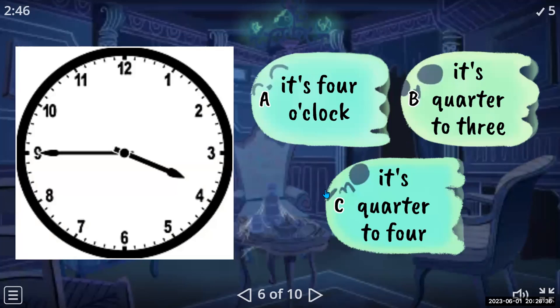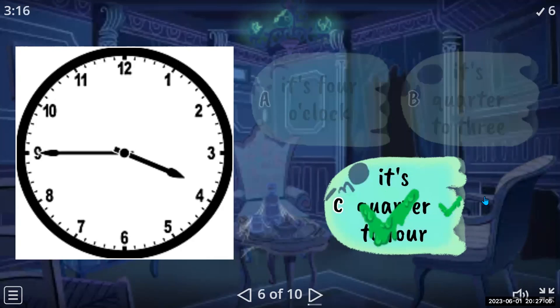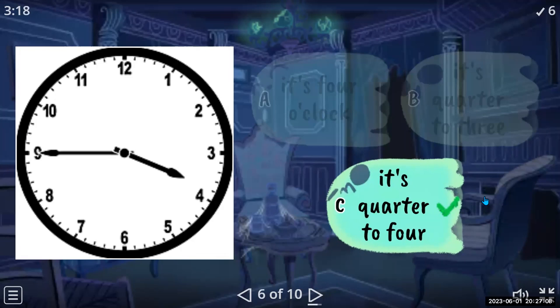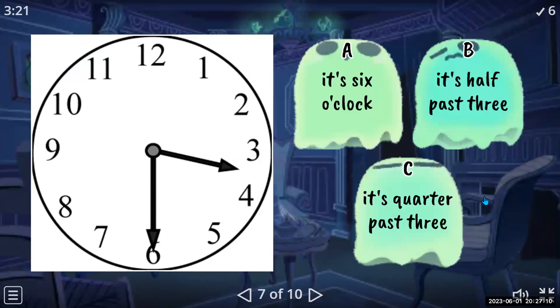Next one. What time is it there? Letter C. Letter C, teacher. Four, five, seven.